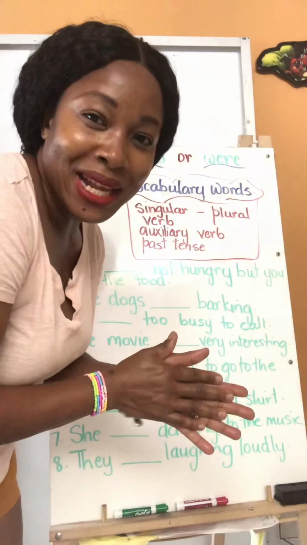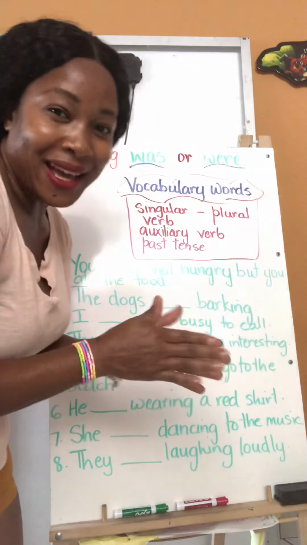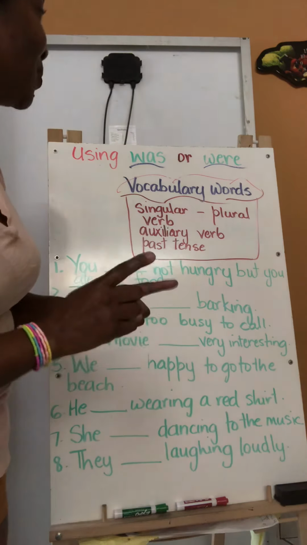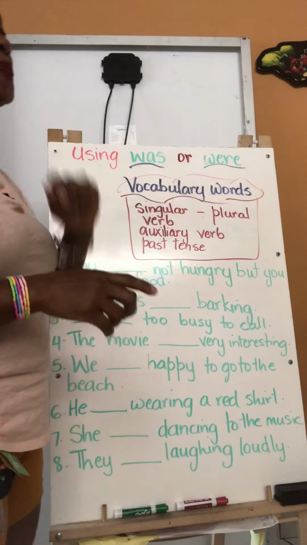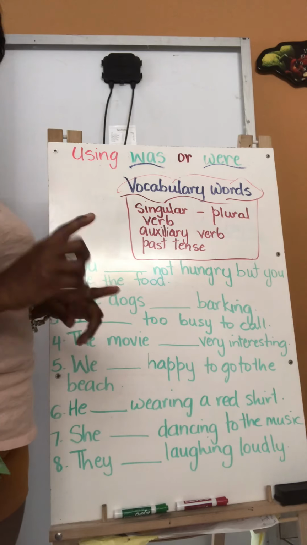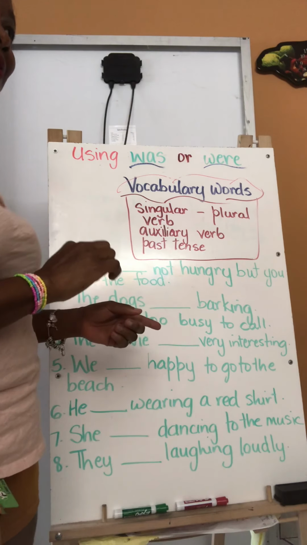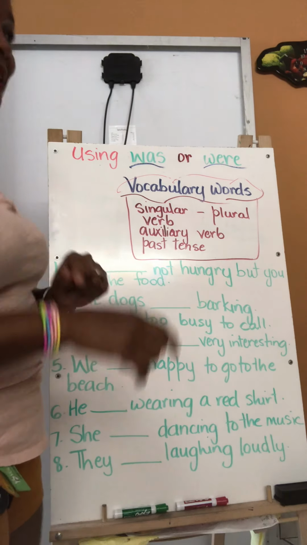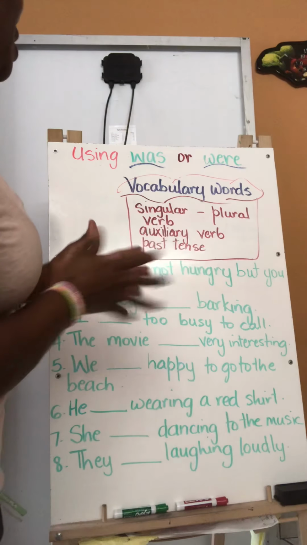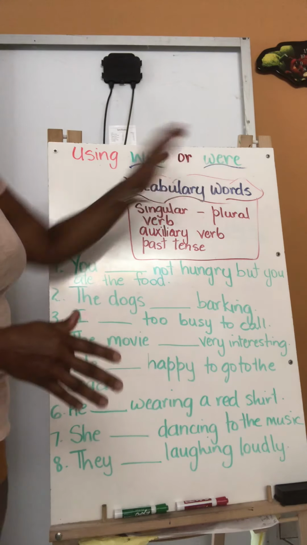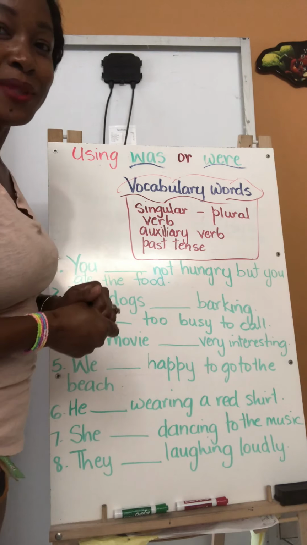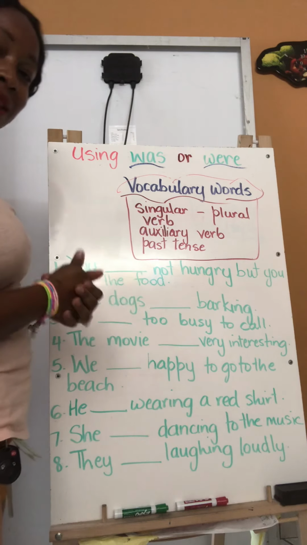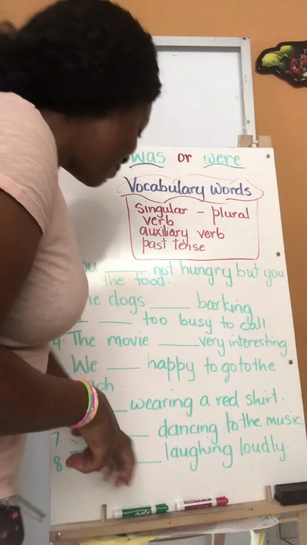Okay, so again, my name is Kai Harrison, and today I'll be looking at using was or were. In the last video, we looked at using is, are, and am. Now today we're looking at was and were. These are also known as auxiliary verbs. And remember, another name for auxiliary verbs is helping verbs.